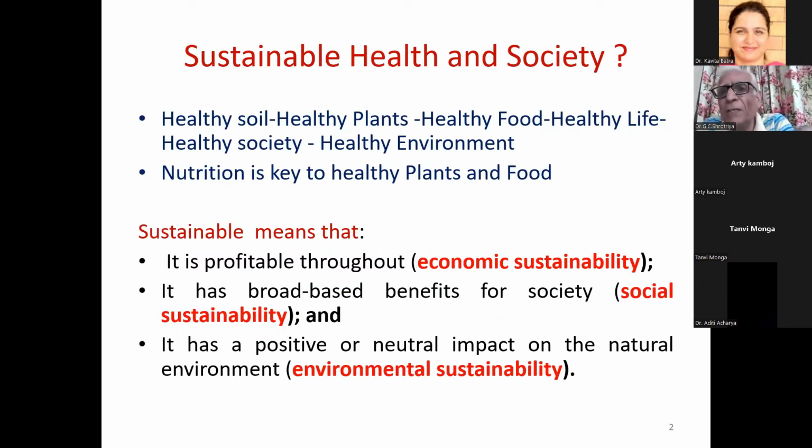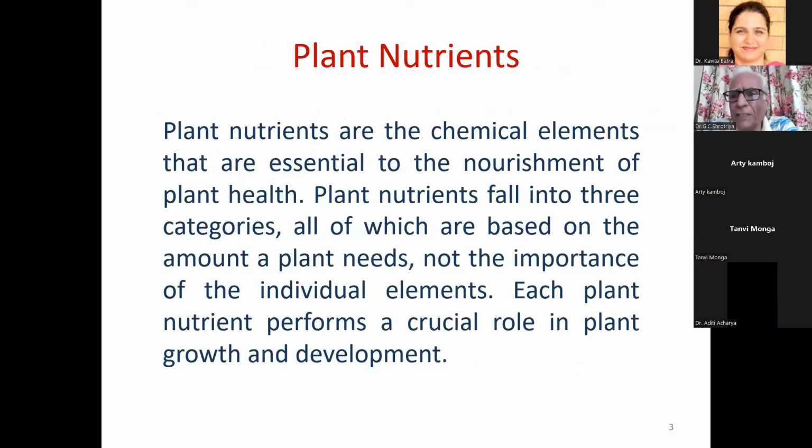So that's why the plant nutrients are very, very essential. And I thought we should start by talking about plant nutrients. So plant nutrients are the chemical nutrients, whether in organic form or inorganic form, that are essential for nourishment of plant health.